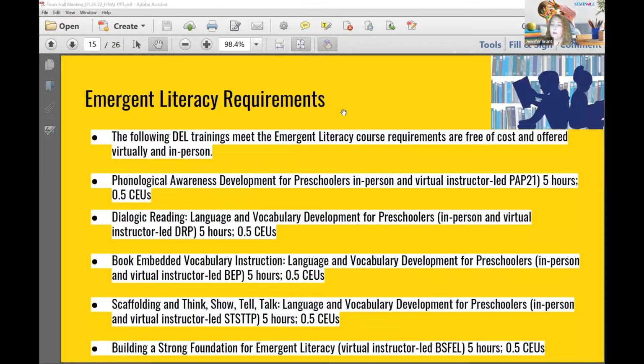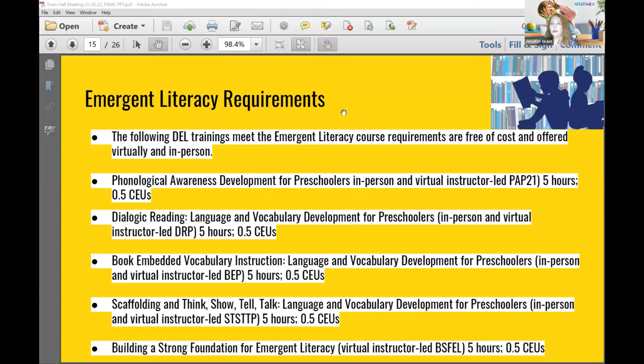Dialogic reading, language and vocabulary development for preschoolers. That's a 5-hour. Book embedded vocabulary instruction is another 5-hour course. Scaffolding and Think, Show, Tell, and Talk, language vocabulary development for preschoolers, and building a strong foundation for emergent literacy. Those are all 5-hour courses. You need to have three of them. A couple of things to remind you about is that if you had a waiver on previous emergent literacy courses, that no longer is in effect.